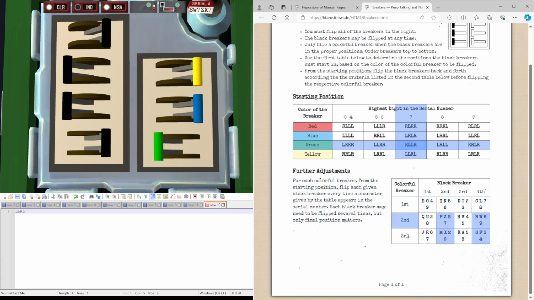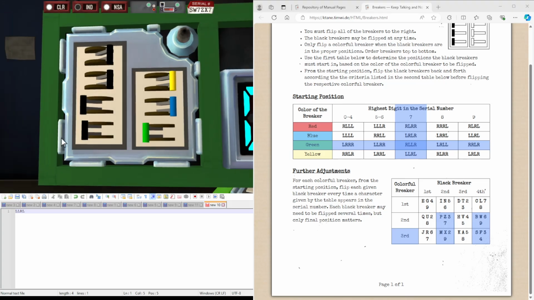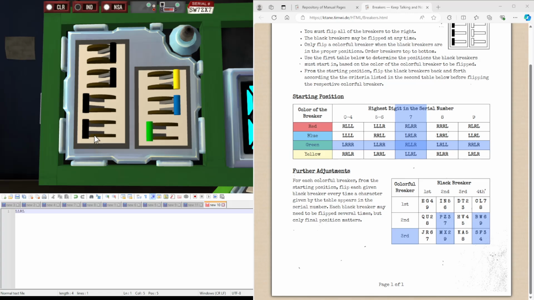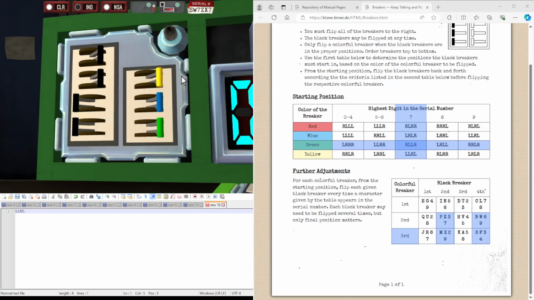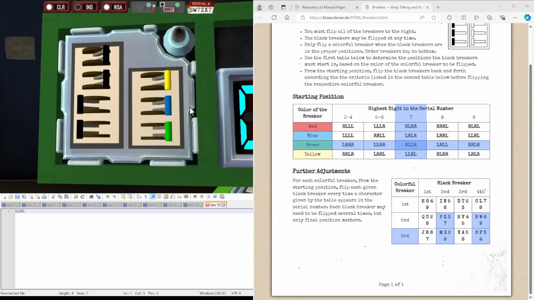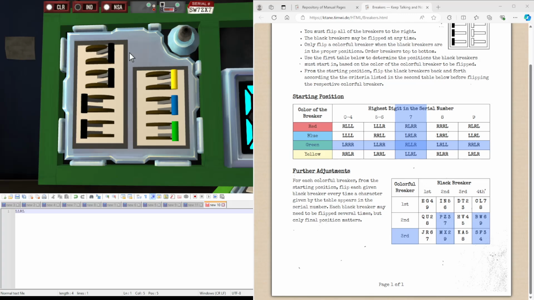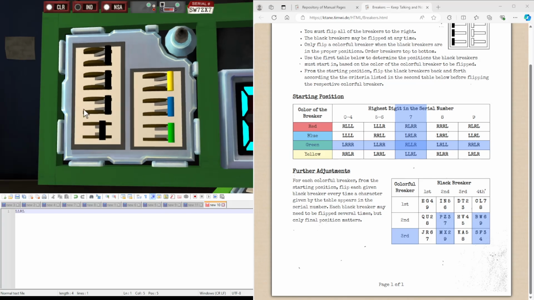And the black breakers we're flipping are the second and the fourth one again. Second and fourth. So this is the final configuration we have for green. And then we can flip the green one. And now we have all the colourful breakers where we want them to be. We know we did it correctly because they flipped and didn't strike. But the module isn't currently solved because remember we must flip all the breakers to the right. So to solve the module, there we go.